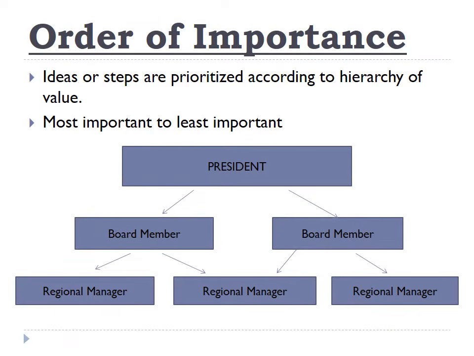The next type of text structure is order of importance. Ideas or steps are prioritized according to hierarchy of value, most important to least important. For the example, you have a president of a company. Below the president you have its board members, and below the board members you have the regional manager, most important to least important.